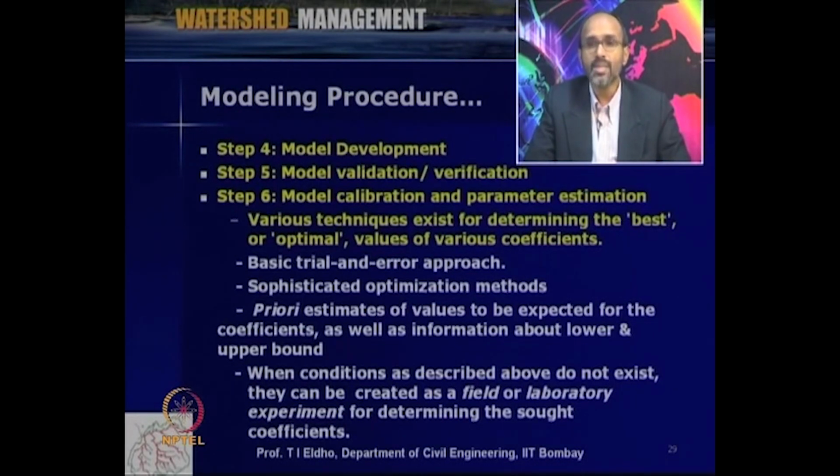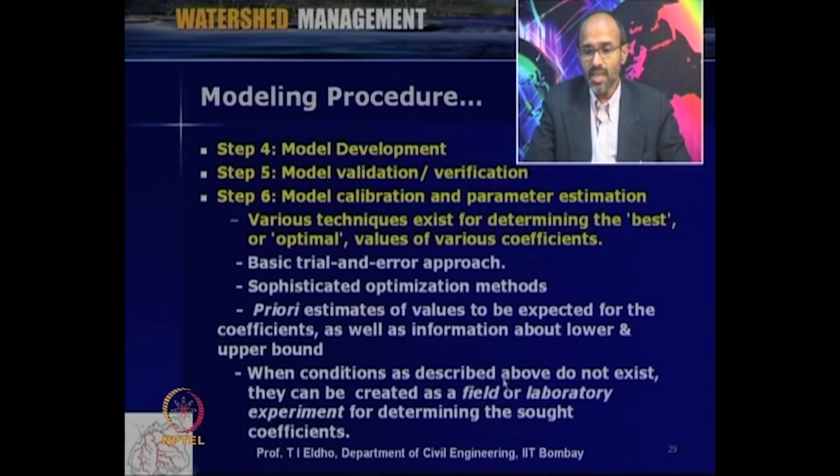Since it is so complex, we have to identify some of the parameters. That is so-called model calibration and parameter estimation. Various methodologies are available, like the basic trial and error procedure, then sophisticated optimization methods, or a priori estimates of values to be expected for the coefficients, as well as information about lower and upper bounds. So, we can identify the lower and upper bounds, and from that we can obtain the best values.